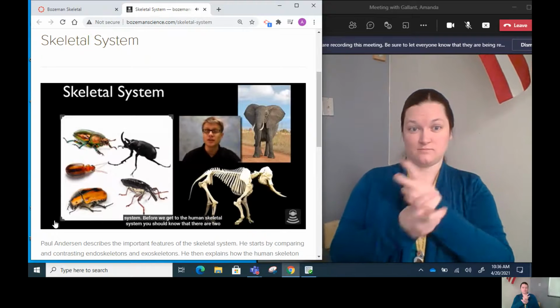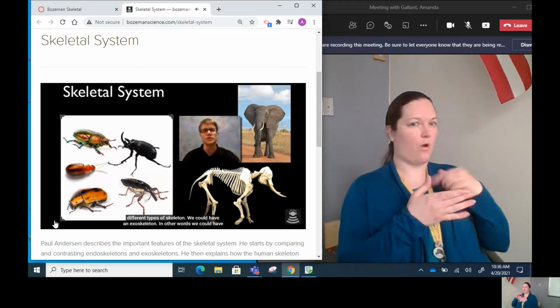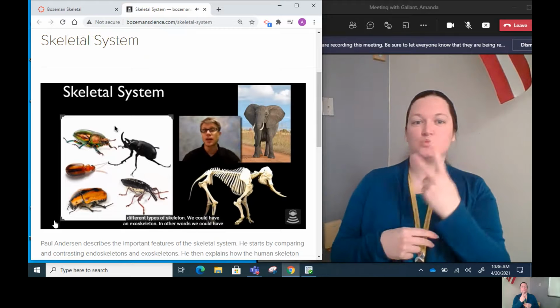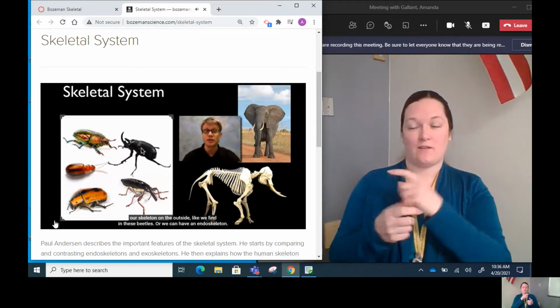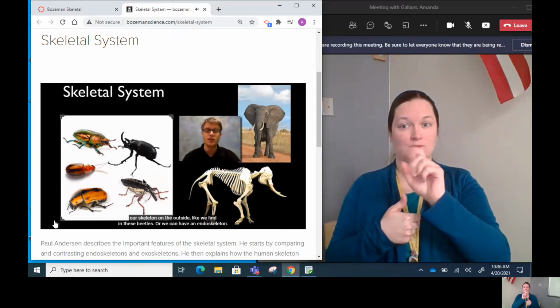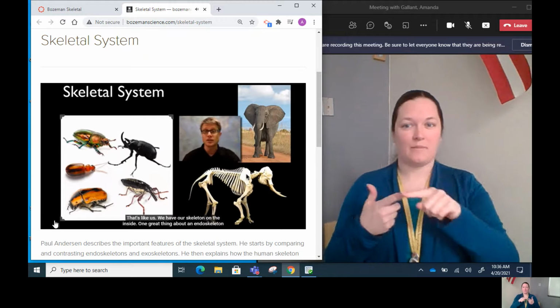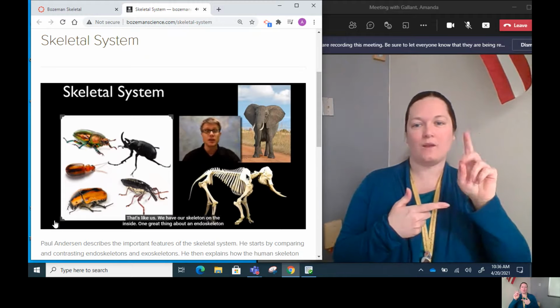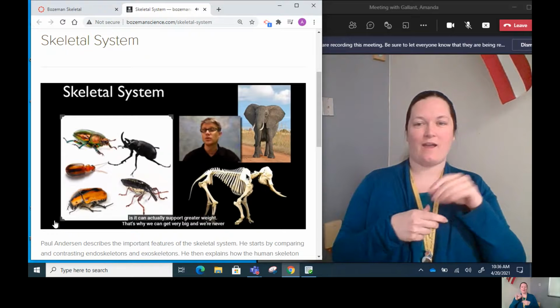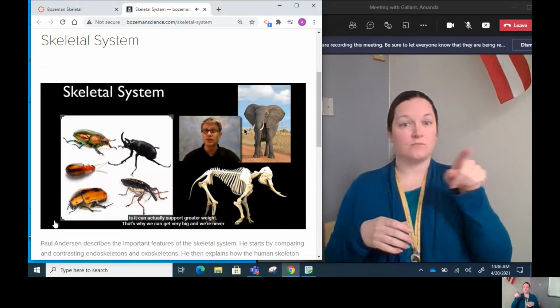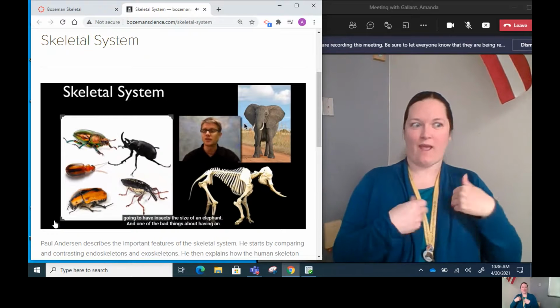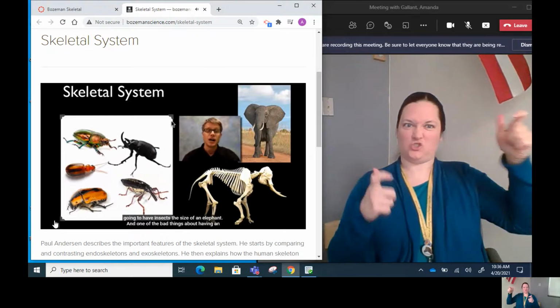Before we get to the human skeletal system, you should know that there are two different types of skeleton. We could have an exoskeleton, in other words, our skeleton on the outside, like we find in these beetles, or we can have an endoskeleton. That's like us, we have our skeleton on the inside. One great thing about an endoskeleton is it can actually support greater weight. That's why we can get very big, and we're never going to have insects the size of an elephant.